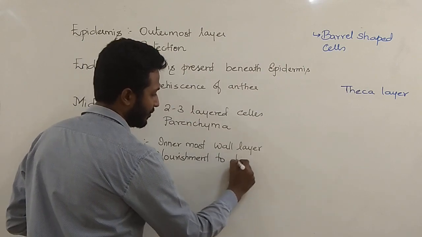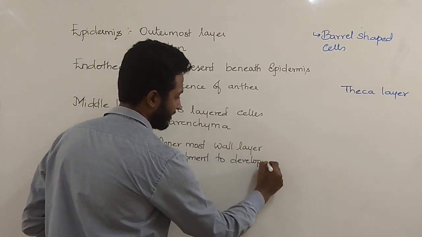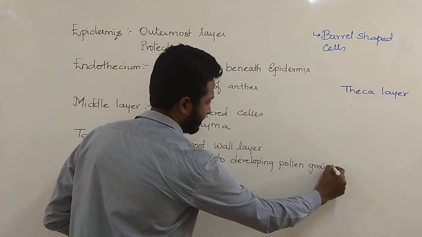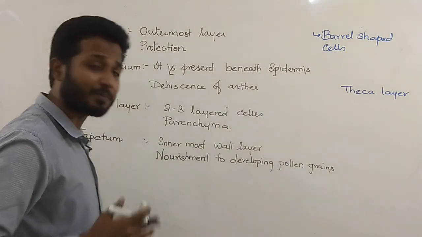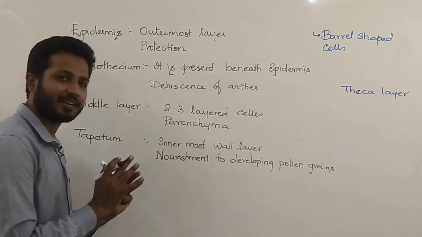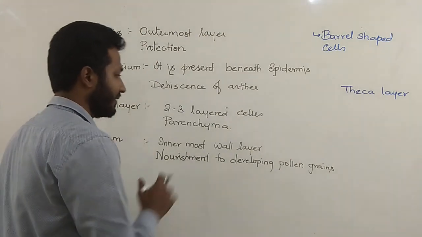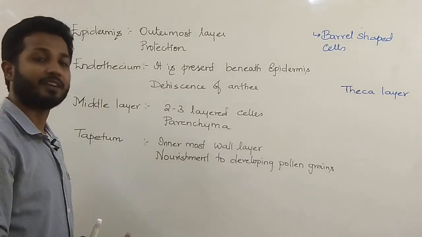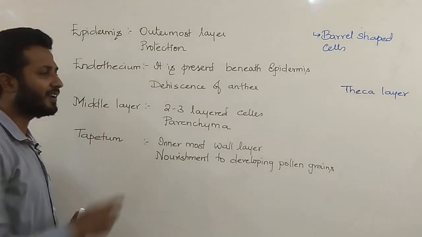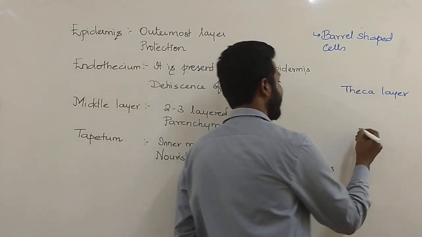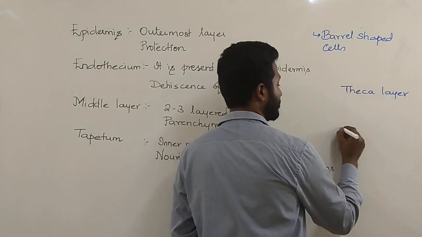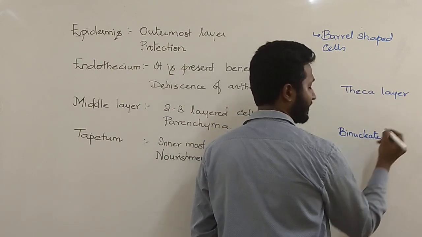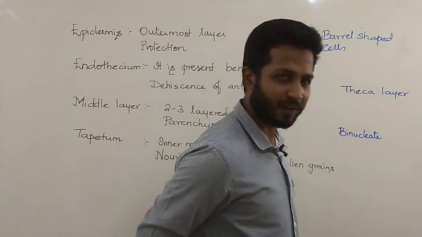Nourishment to developing pollen grains. In other words, nourishment is being provided to the sporogenous tissue, because the inside layer is the sporogenous tissue. This is with respect to boards. But when I talk about NEET, there is a list that we need to specify with respect to tapetum. Let us try to analyze. The first character I told you previously also is that it usually has more than one nucleus. Either it is binucleate or it can have more than one nucleus.